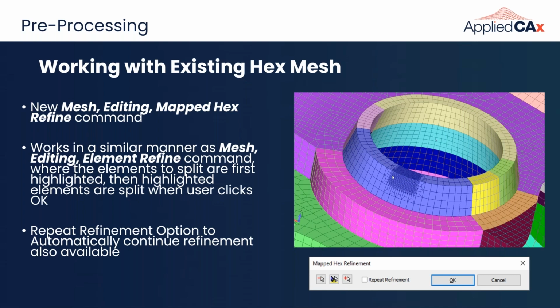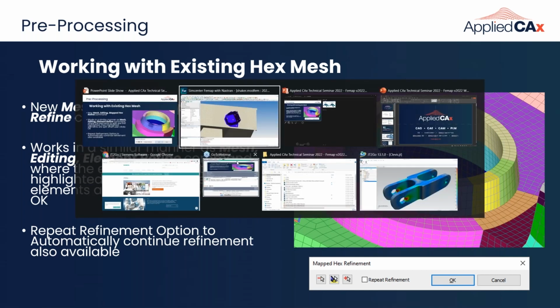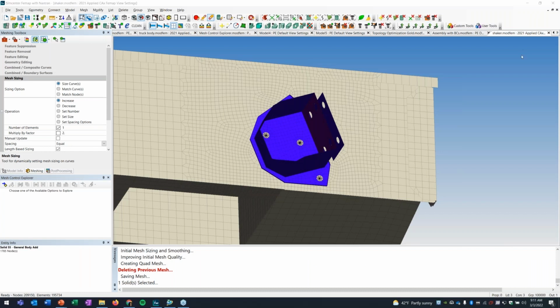This is also useful if you might have some sort of legacy model, something that doesn't have geometry associated with it. So maybe you don't have the option to use the meshing toolbox. This mapped hex mesh refine could let you update that mesh without using the meshing toolbox. All right, I believe I have a nice example for this as well.